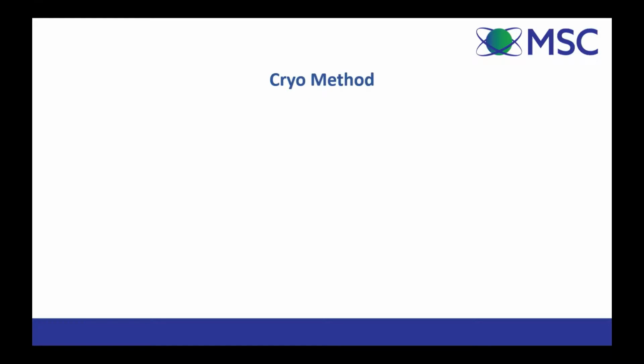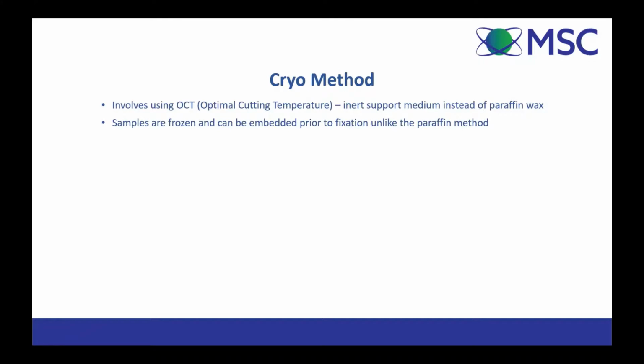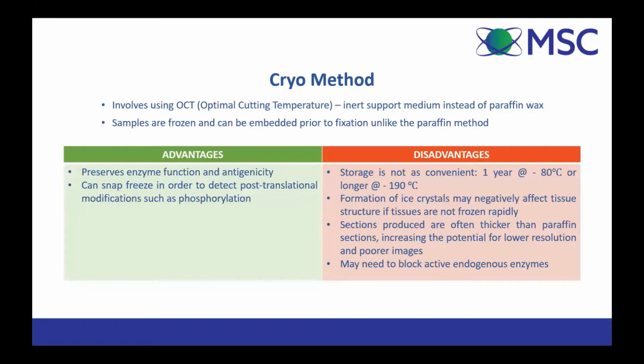I'd be remiss in not mentioning that there is a second method to paraffin, and this is a cryo method. This involves using a compound known as OCT, or optimal cutting temperature. This is an inert support medium that you use instead of paraffin wax. In this case, the samples are frozen and can be embedded prior to fixation, unlike the paraffin method. Again, there are advantages and disadvantages. The advantages of the cryo method are that it preserves your enzyme functionality and antigenicity, and you can snap freeze in order to detect post-translational modifications such as phosphorylation. So it really does depend on what you want to do.